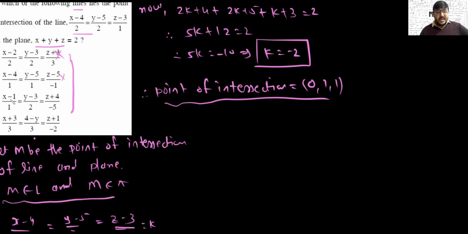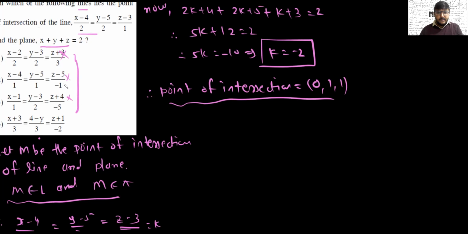Moving with the next one, 1 minus 1, 0. So here itself it is cancelled. So this is also not the answer. Okay, because what I need to check? I need to check which will follow the condition. Okay, so now let's talk about this.